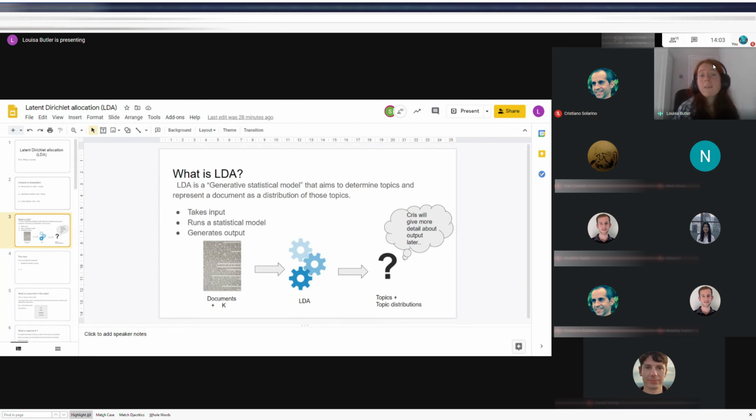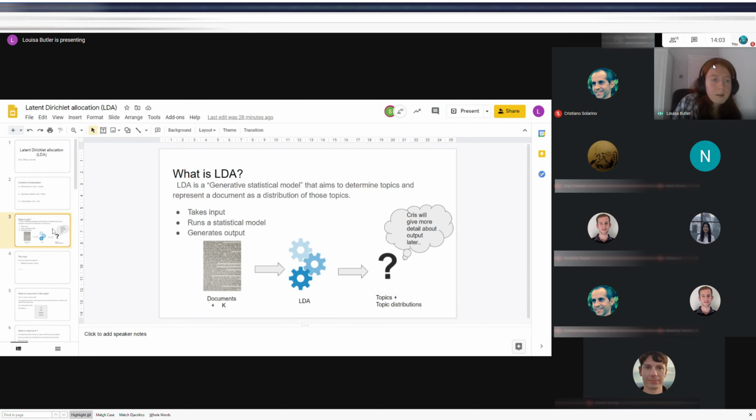So essentially, on its most basic level, LDA takes an input, runs a statistical model, and generates output. If you come down with me to this diagram here, the input is documents and this letter K, which I'll go into more in a minute. It then runs the actual statistical model, which is the LDA, and then it outputs topics and distributions, which, when Chris goes through the code, you'll get to actually see what that output looks like. I am also going to go into what that output means.